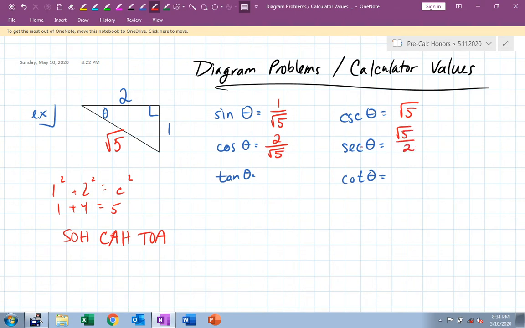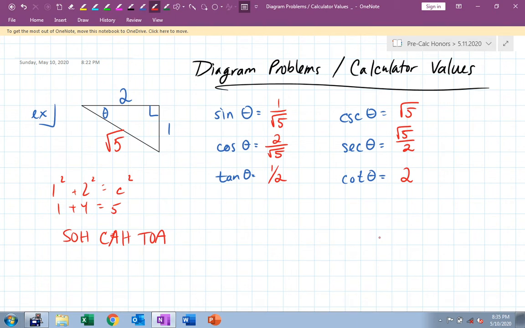Now, do I care about you rationalizing the denominator? I don't remember if I said it last week or not, but you don't need to. Okay, it's okay if you leave it this way. I do want you to simplify them if you can. All right, tangent, opposite over adjacent, so 1 over 2. Therefore, cotangent's 2 over 1, or just 2. All right, so hopefully these examples really aren't too bad, and your homework wasn't too bad either.